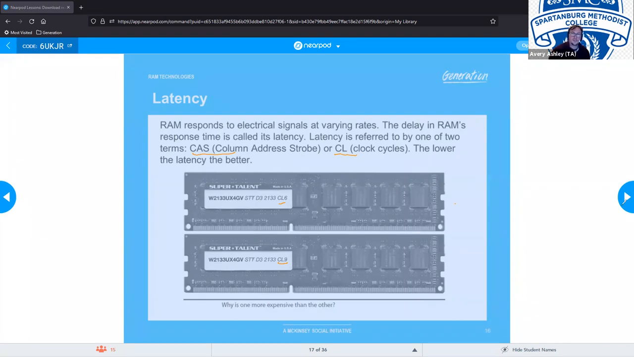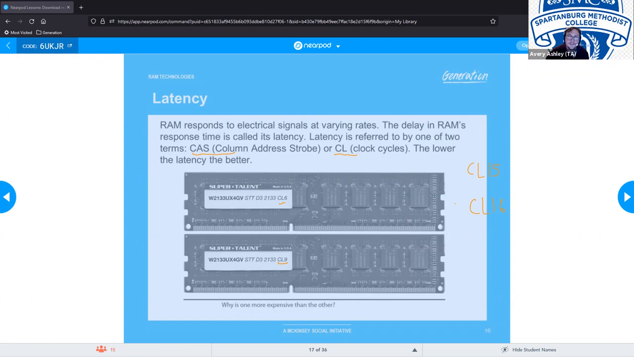So, Renzi, would you rather have RAM that is CL15 or CL16? I think 15, you said it would be faster. Right. The lower the number, yeah, faster it is. Good.